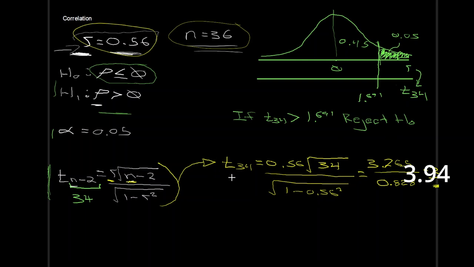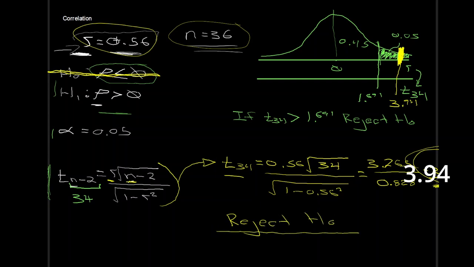In this case, our test statistic of 3.94 means that we are falling somewhere over here in our distribution. That is, we are falling clearly into our rejection zone. So we take this test statistic as evidence against the null, and we would reject the null. That is, we would believe that this sample correlation of 0.56 is in fact large enough to give evidence that there is a positive relationship between whatever x, y variables we are talking about. So we could say, yes, these two variables are positively correlated. We have evidence to believe that.